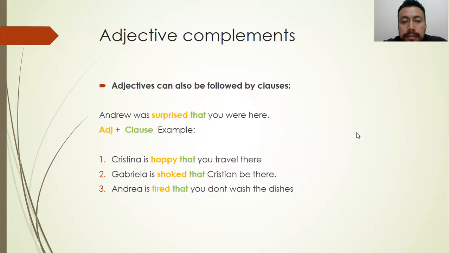And adjectives can also be followed by clauses. The example is, Andrew was surprised that you were here. As you can see, in color yellow is the adjective, and the clause is in color green. That. The examples we have, or I choose, Christine is happy that you traveled there. Gabriel is shocked that Christian be there. Andrea is tired that you don't wash the dishes.